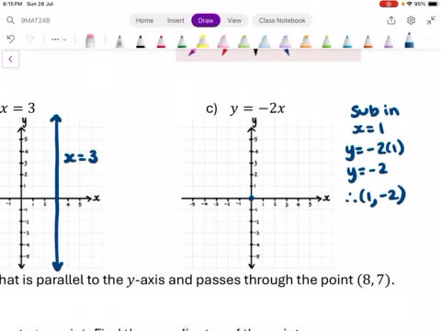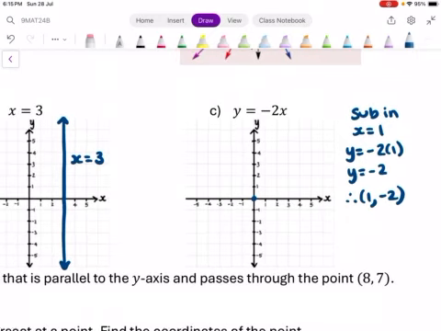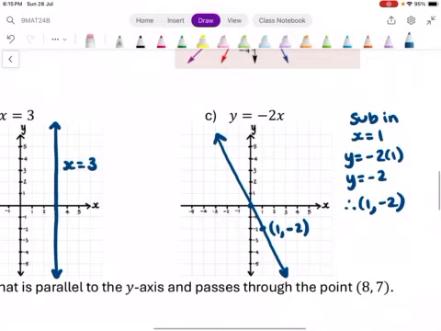Now this is our next coordinate that we're going to plot. So we're going to go across 1, down 2. And then what we're going to do from here is draw a straight line using our ruler through our points. So we have our nice point here of (1, -2), and then we have our arrows, and then we want to label our graph y equals -2x.